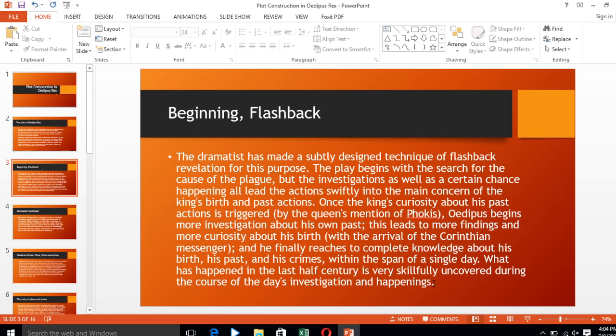What has happened in the last half century is very skillfully uncovered during the course of a single day's investigation. Now, this is very important in this play: the writer has included all the details which took place over 50 years, and all these details he has covered in a single day's action in this play.